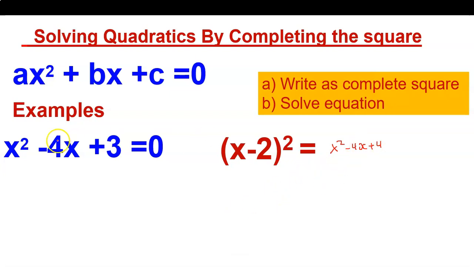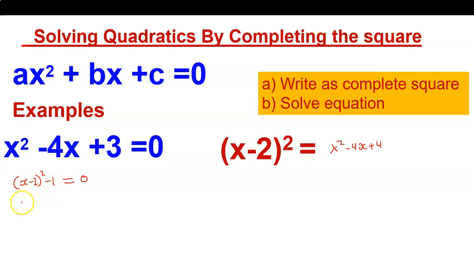If you compare this with the blue, x squared is fine, 4x is fine, but here we got 3, and here we got 4. So guess what we need to correct this one? From 4 to 3, we need to take away 1. That's not hard. So the blue equation will become now (x - 2) squared, take away 1, and that equals 0. That is what it is.